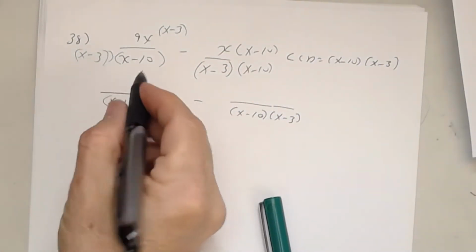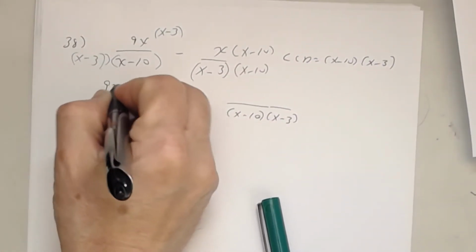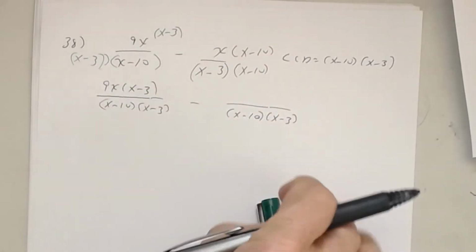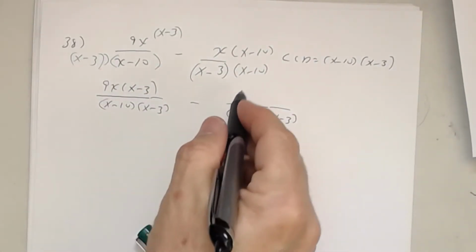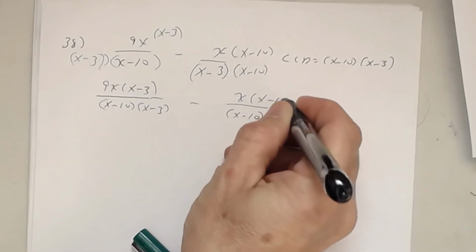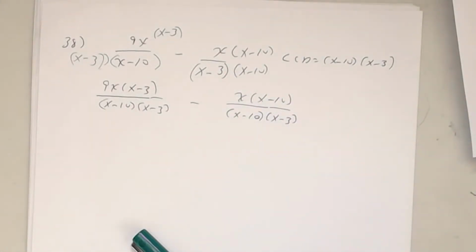So in your mind, in that first numerator, you have 9x times x minus 3, just like this. And in that second numerator, you have x times x minus 10, just like this, right? That's what it looks like. That's where I'm at. What may you want to do next? Okay, so distribute, get rid of the parentheses in the numerator, but leave the denominator factored.